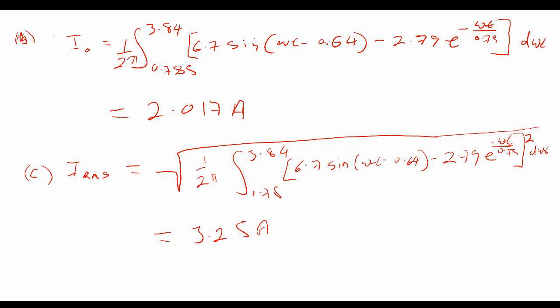A common mistake students make is to take this 2.017 and multiply and divide it by root 2.